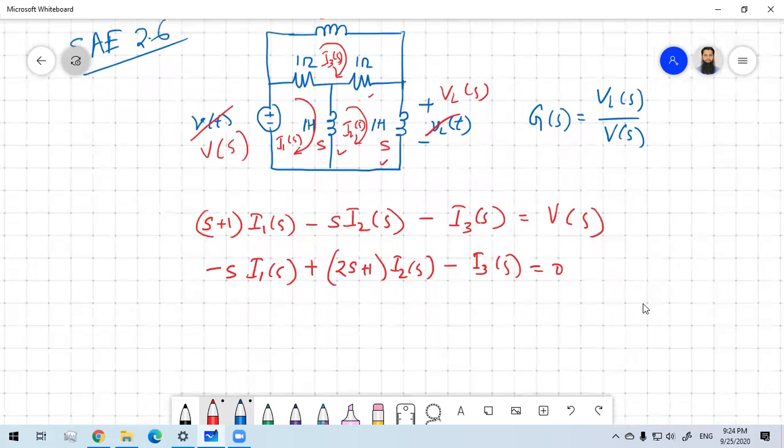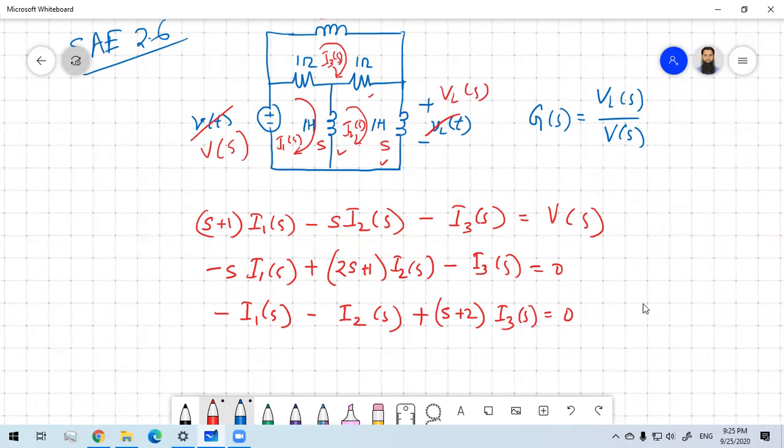Okay, so what about loop 3? What is common between 1 and 3? We already know that is 1, so minus I1S. What is common between 2 and 3 is also one resistance, so it will be minus I2S. And then you have the total impedance of the third loop, so basically S plus 2 times I3S.